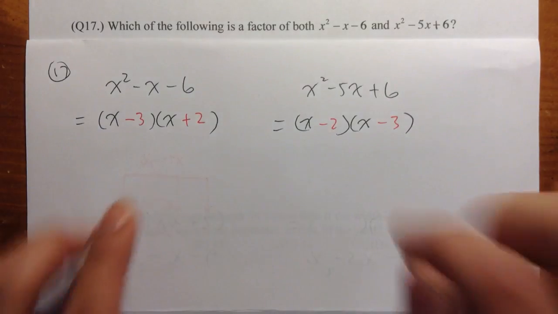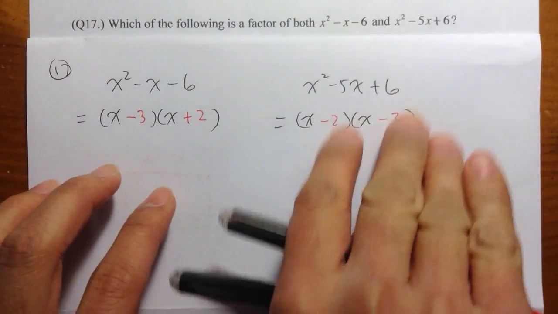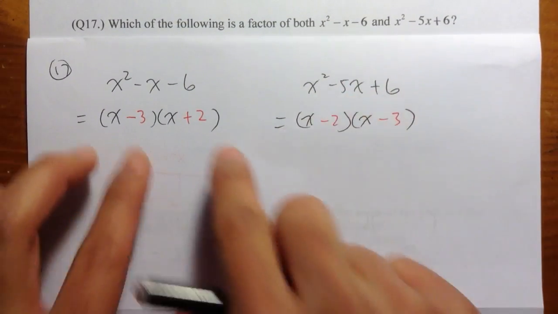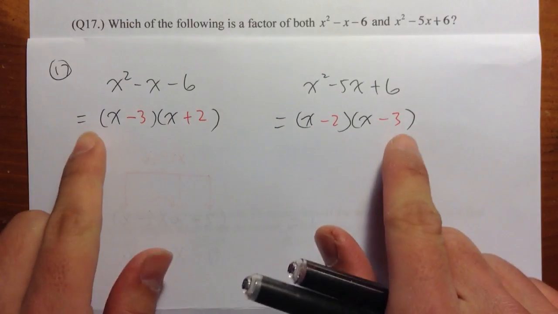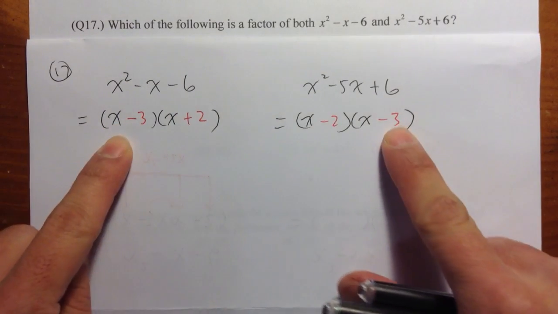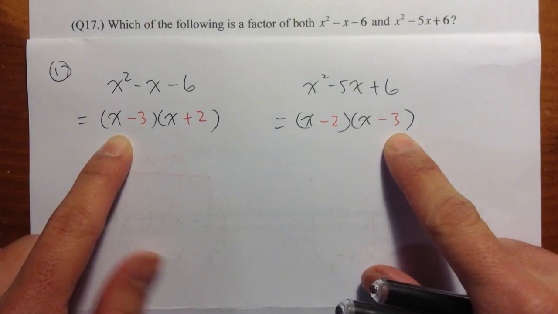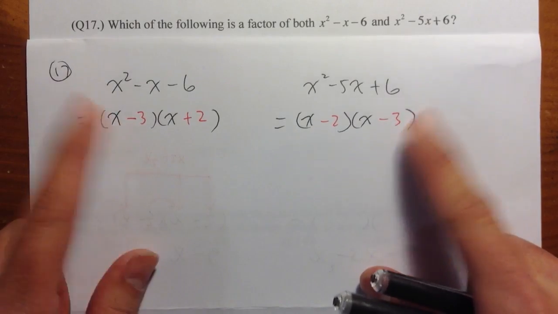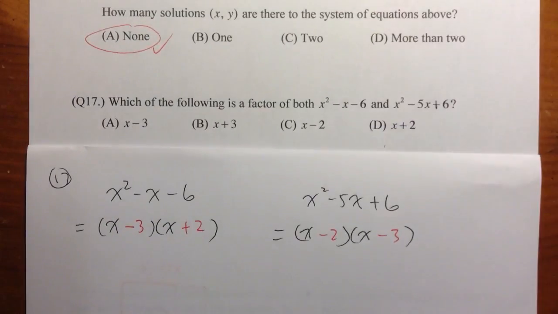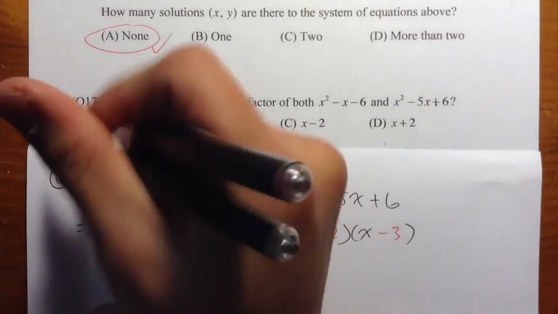So these are the factors for this, and these are the factors for that. And if we take a look, we can see that x minus 3 is in common. x minus 3 is in common. So that's answer choice A.